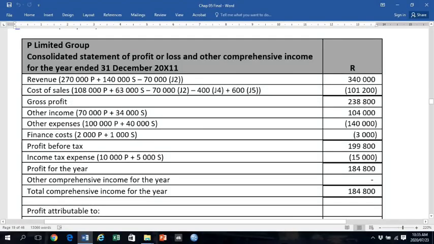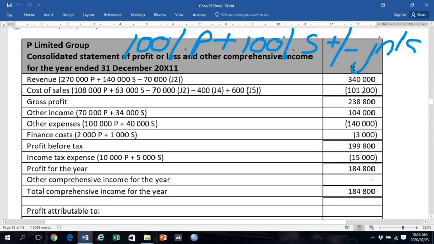Consolidated statement of profit or loss and other comprehensive income for the year ended 31 December 2011 of the P Limited Group. The principle behind every line item in the consolidated SPLOCI is taking 100% of the parent, add to that 100% of the subsidiary from their respective trial balances, and then adjusting these combined totals for the effect of consolidation journal entries if and where necessary. This gives effect to the single reporting entity concept.